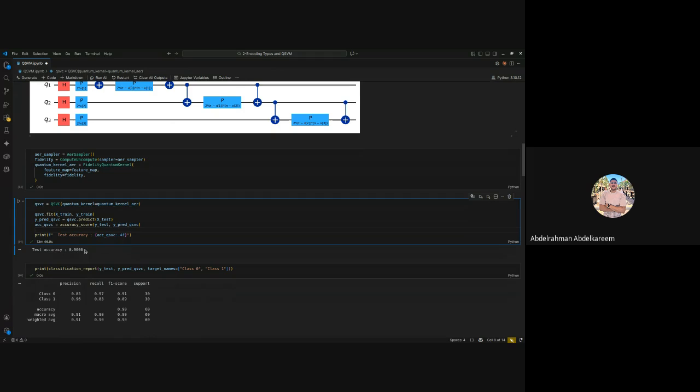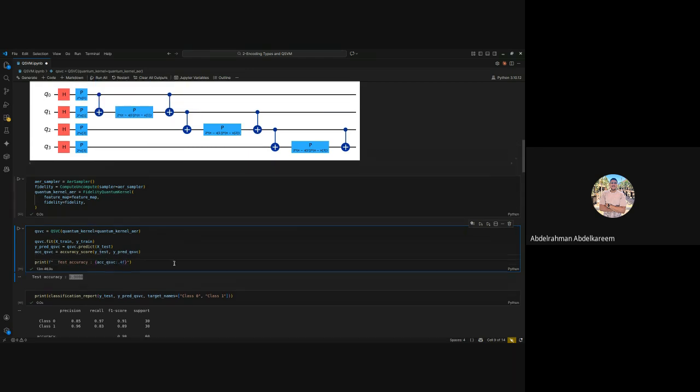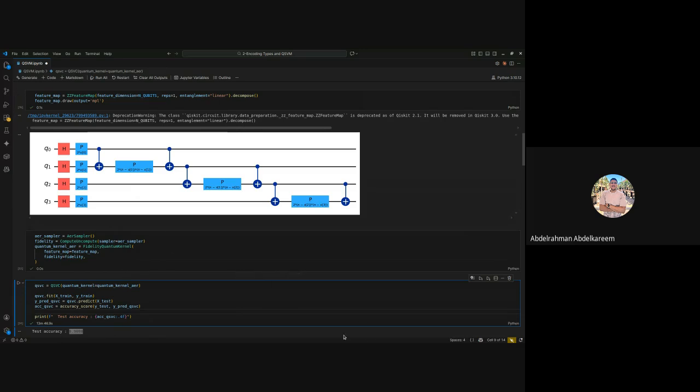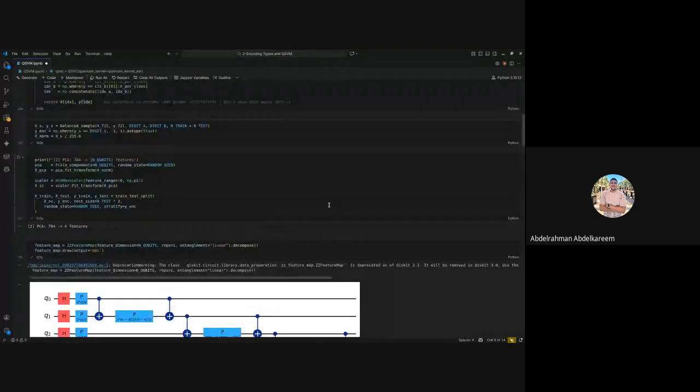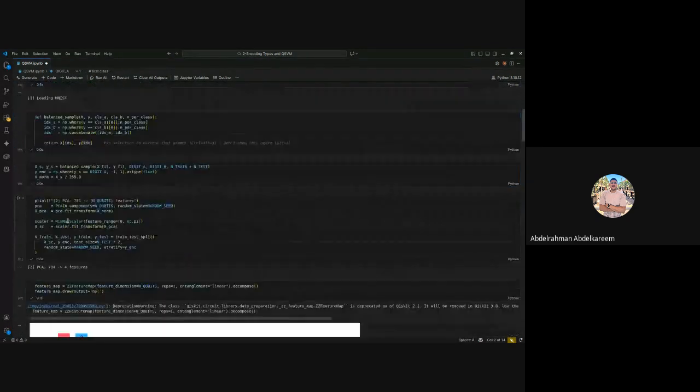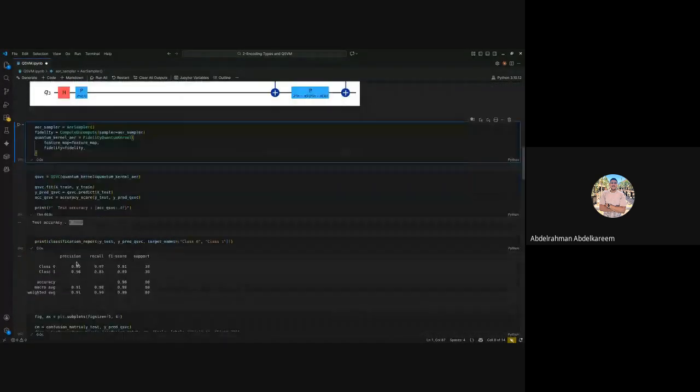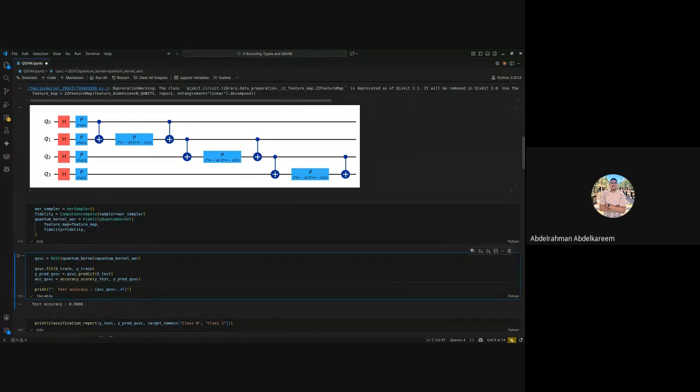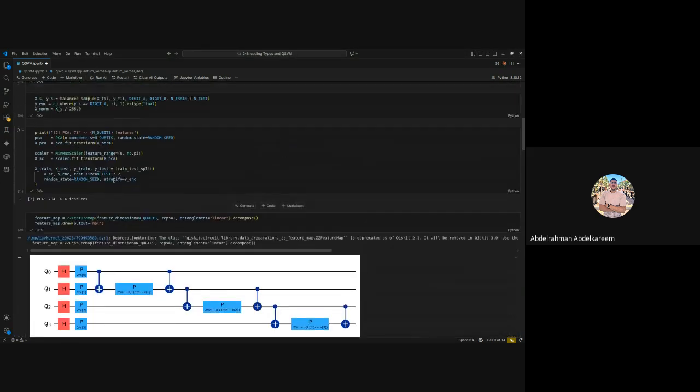So the accuracy here is 90%. It takes 13, let's say 14 minutes to complete the quantum kernel, in our case with a 100 by 100 sample. The number of shots here is the default value, which is 1024 shots. We can change it.